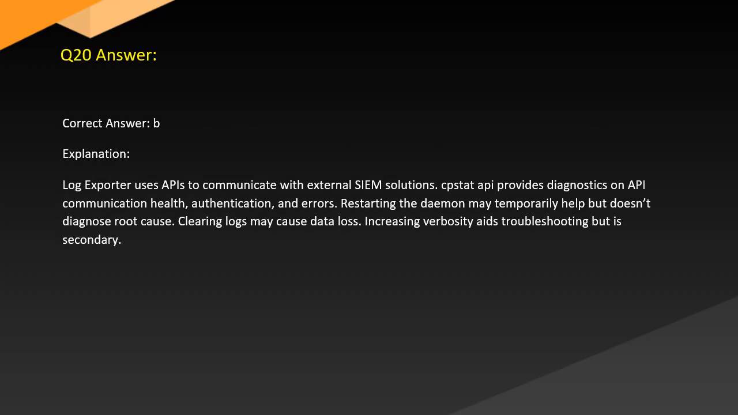Answer. Correct answer: B. Explanation. Log exporter uses APIs to communicate with external SIEM solutions. CP-stat API provides diagnostics on API communication, health, authentication, and errors. Restarting the daemon may temporarily help but doesn't diagnose the root cause. Clearing logs may cause data loss. Increasing verbosity aids troubleshooting but is secondary.